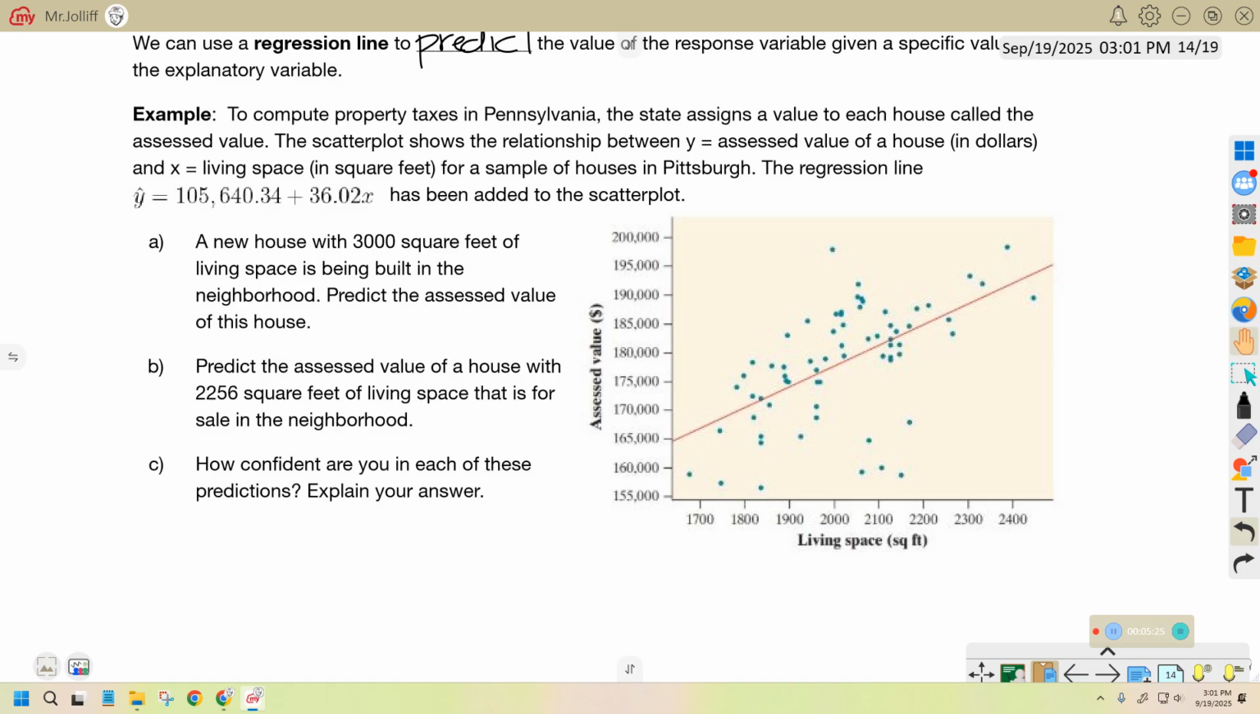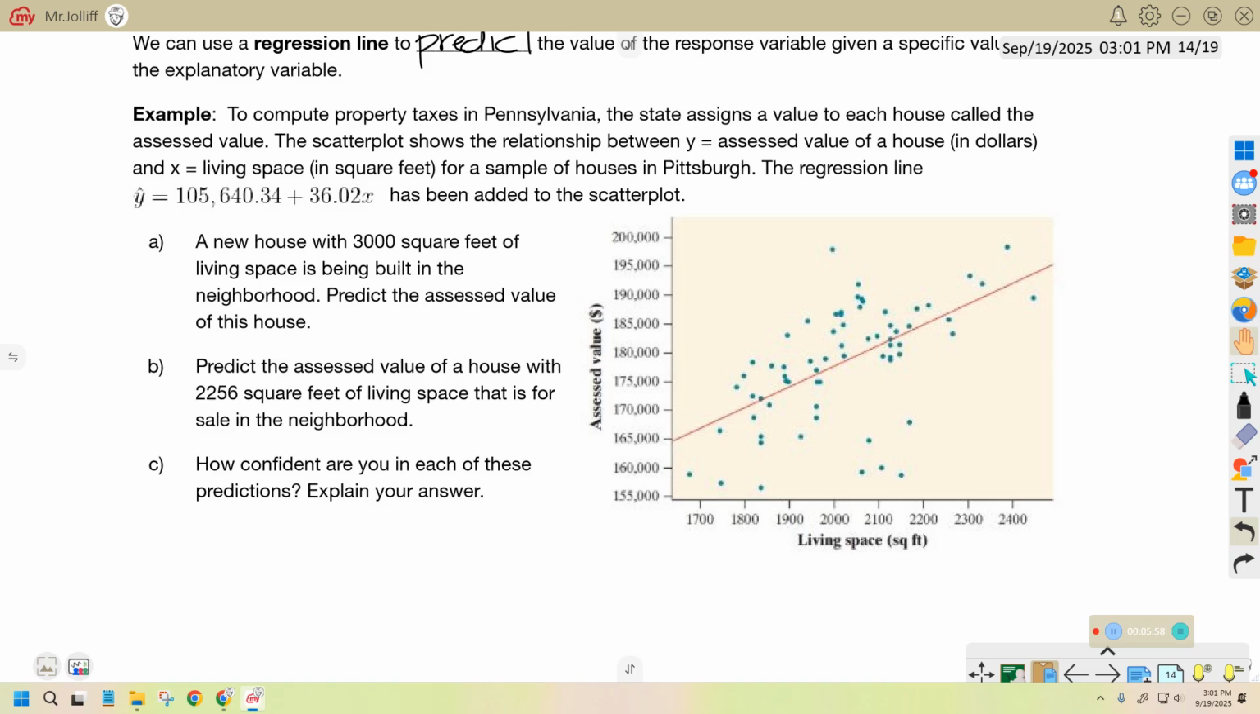Property taxes in Pennsylvania, the state assigns a value to each house called the assessed value. The scatter plot shows the relationship between y equals assessed value of a house in dollars and x equals living space in square feet. For example, for a sample of houses in Pittsburgh, the regression line y hat equals 105,640.34 plus 36.02x has been added to the scatter plot.